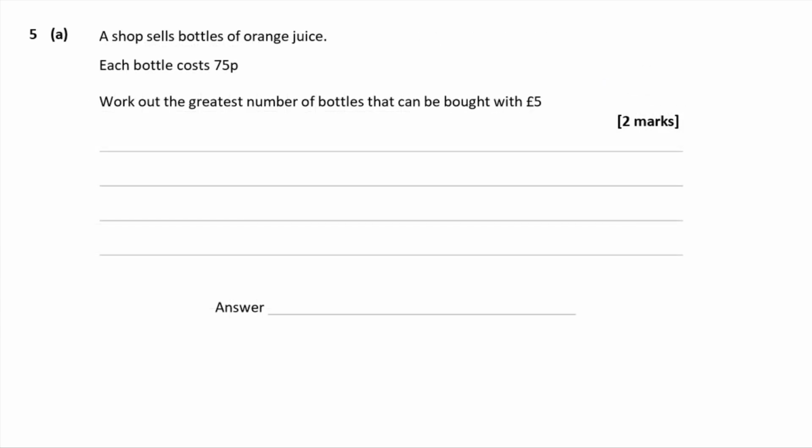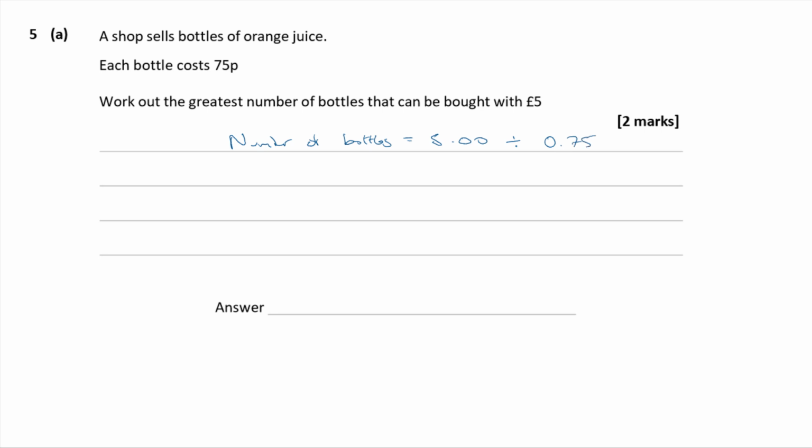Question 5a, a shop sells bottles of orange juice. Each bottle costs 75p. Work out the greatest number of bottles that can be bought with £5. Okay, so we're going to have to do some division here, but we have to think about how we're going to round this number off. So the number of bottles is going to be equal to £5 divided by the cost of one bottle, then, isn't it?